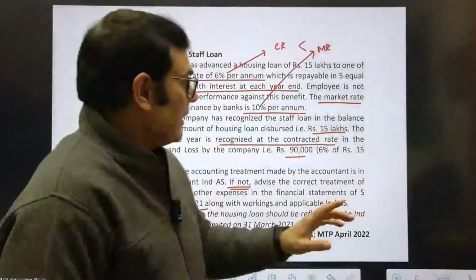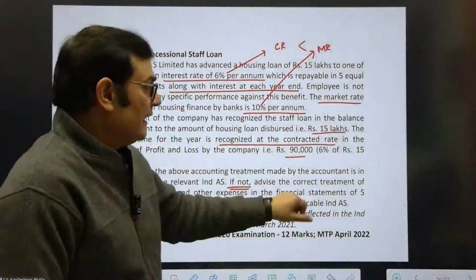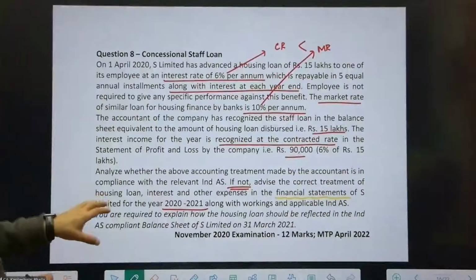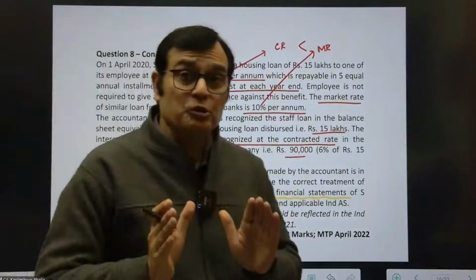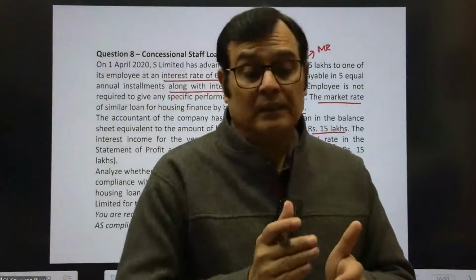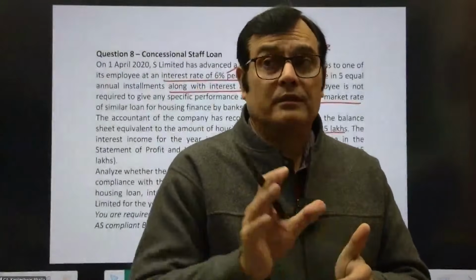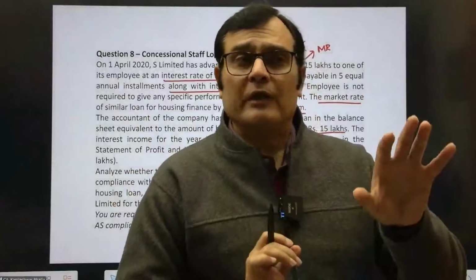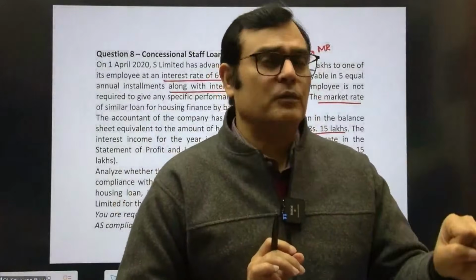Because when he says that I want the correct treatment in the financial statements of S, the financial statements would mean that we are required to consider the position in the balance sheet and the P&L. So you would show that, okay, in the balance sheet, this is the value which will appear. In the income statement, this is the finance charge. So everything I'm doing is a part of the working notes.